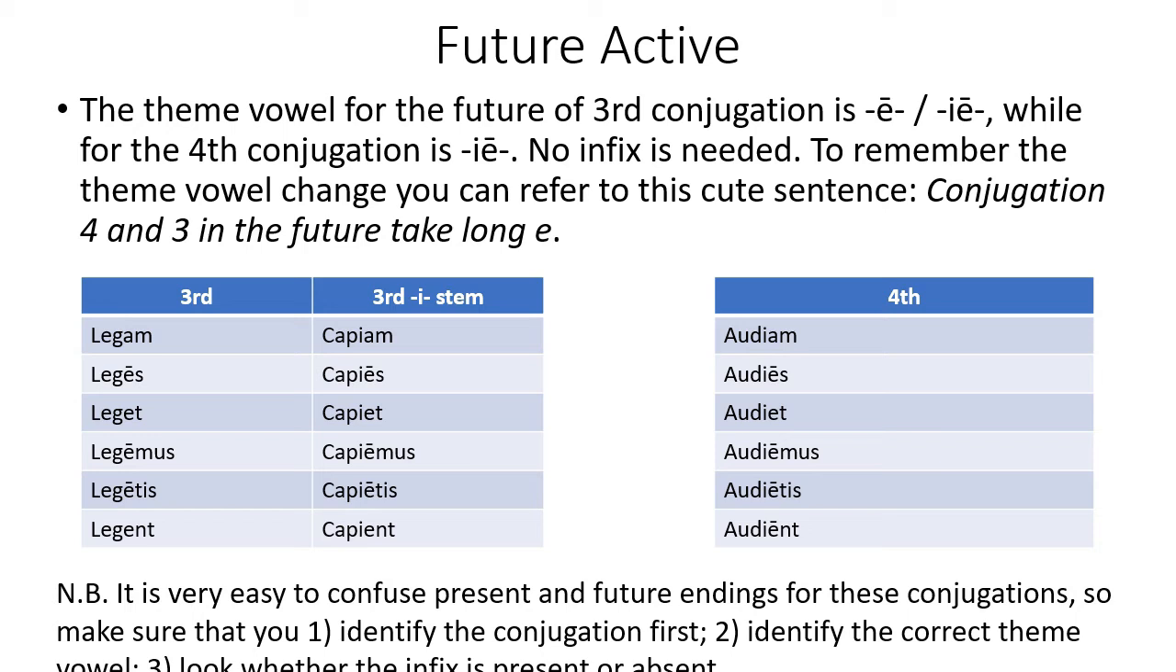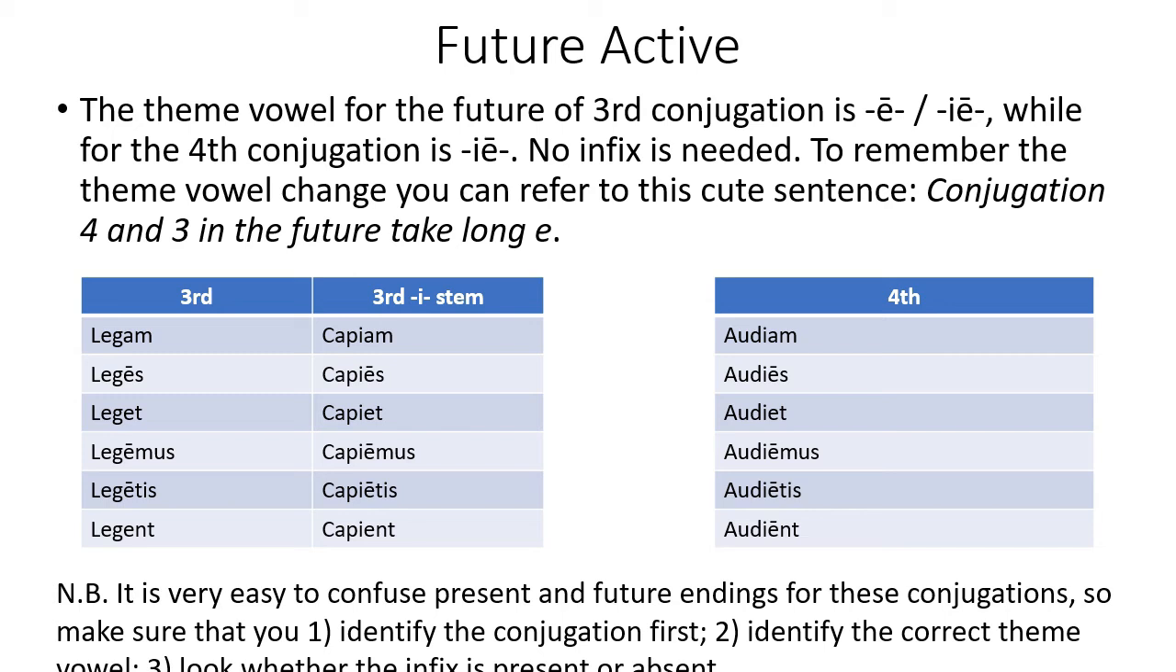So now, when you find the verb, you should pay attention to three elements. You should identify the conjugation first, because we have seen that the future of first and second conjugation is different from third and fourth. So identifying the conjugation also helps you with identifying the tense. You also have to identify the correct theme vowel, which is essential in order to understand the tense. And as a third element, you have to look whether the infix is present or absent.